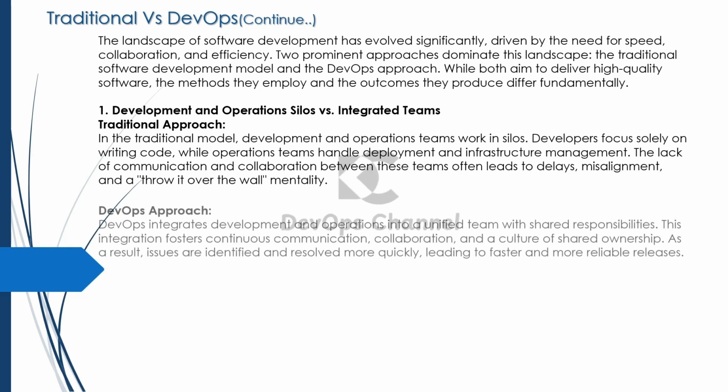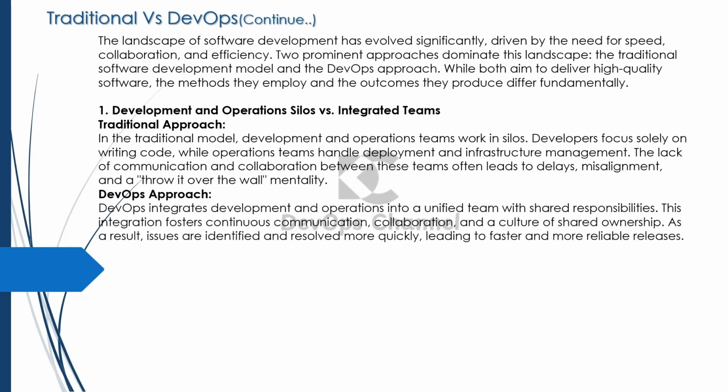While in DevOps, we have integrated teams which work closely with collaboration. DevOps integrates development and operations into a unified team with shared responsibilities. They all have their own responsibilities. What happens is it results in continuous communication, collaboration, and a culture of shared ownership. With this help, issues are identified and resolved more quickly.